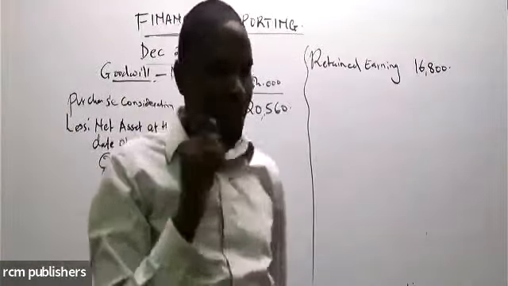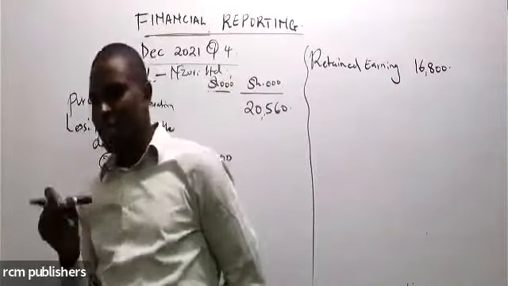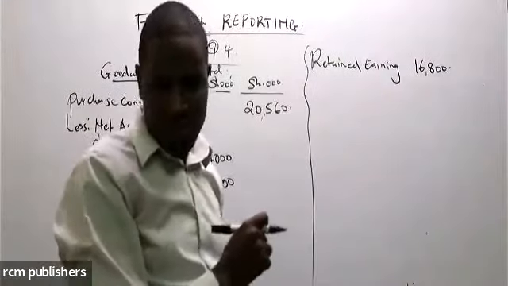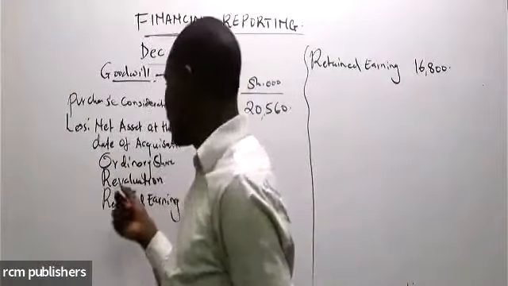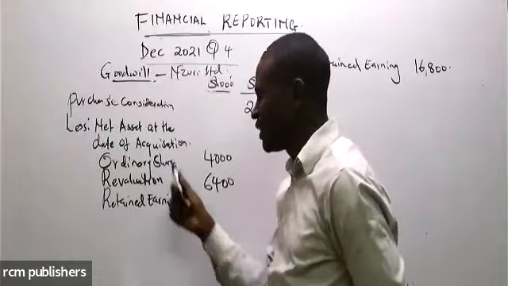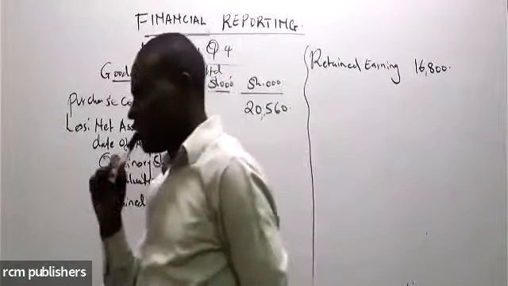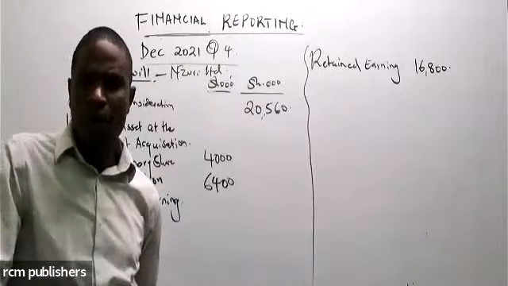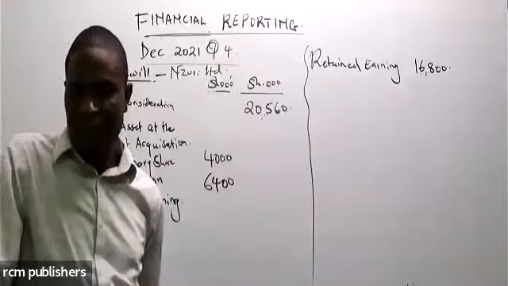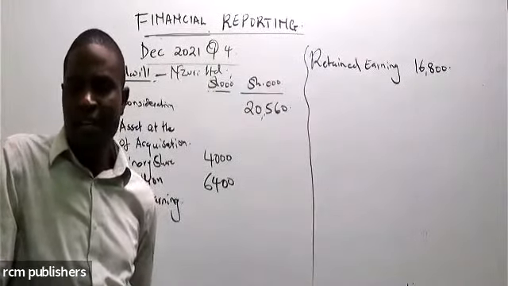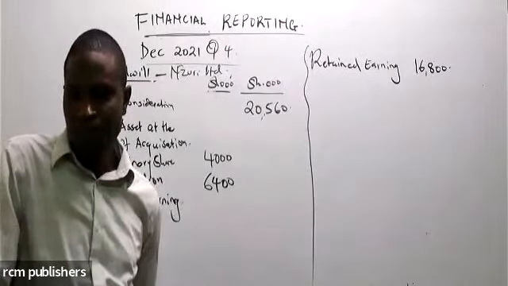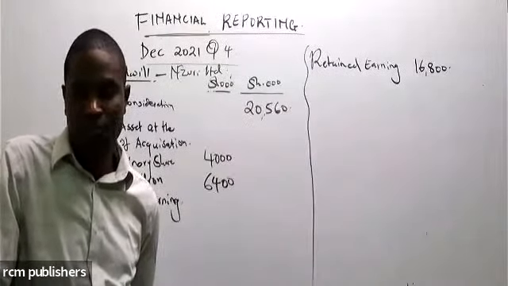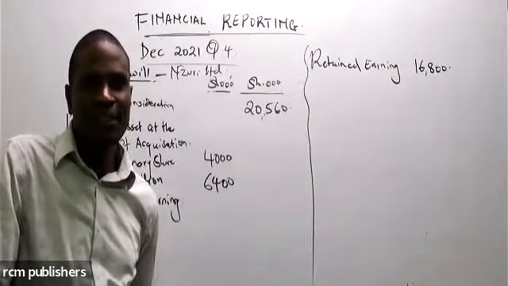But remember, this retained earnings was done at the end of the period, right? And what we need here is the retained earnings at the date of acquisition. Before we acquired this company, how many months had it stayed alone? 3 months. Good.